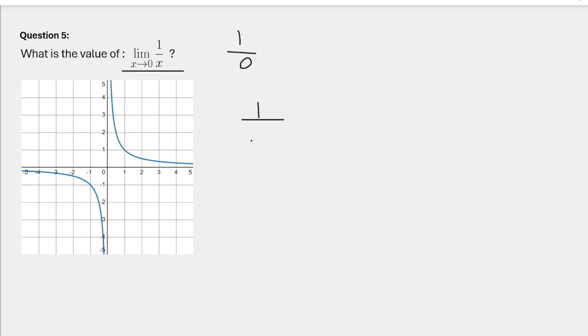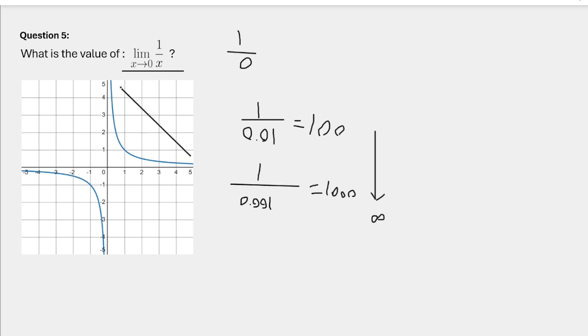So we have x is equal to 0.01. Well, this is going to be a pretty big number. That gives us 100. And if we try 1 over 0.001, well, that's going to give us 1,000. So what we're observing here isn't a trend towards any particular number, but actually to infinity itself. And the reason for that is because as x becomes infinitely small, this value is becoming infinitely large. So we'd say that this is bounding towards infinity.